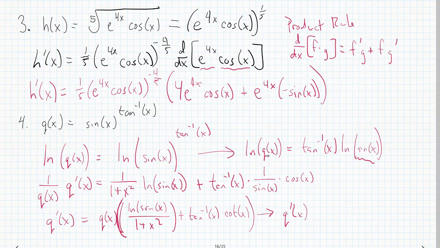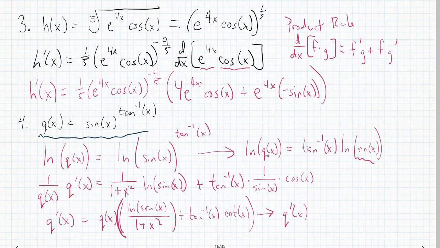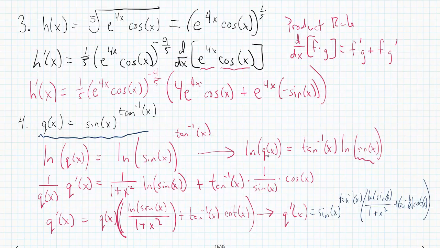Now what is q of x? Well, if you recall, q of x, look at the beginning portion, we have that equal to sine of x raised to the arctangent of x. So we have sine of x raised to the arctangent of x, and then times the natural log of sine of x over 1 plus x squared plus arctangent of x times cotangent of x. Woo! It took some work, but we are there.